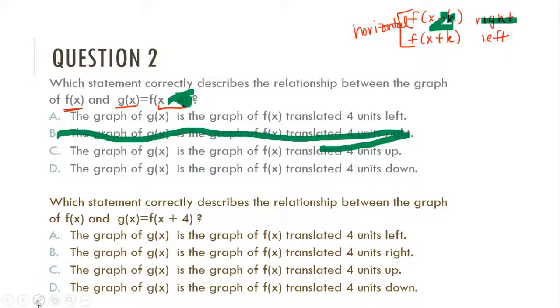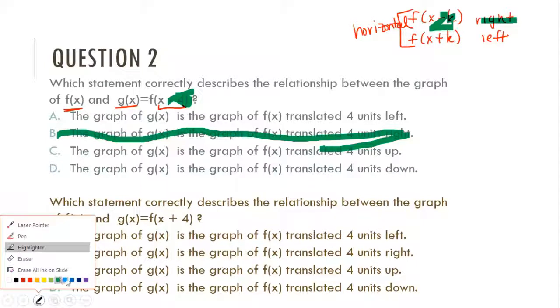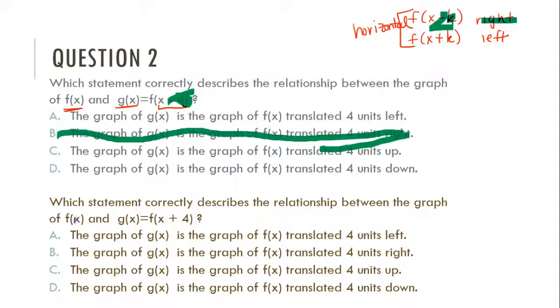Okay, so then if I look at this bottom example here, it asks me which statement correctly describes the relationship between f of x and the graph g of x, but this time I'm adding 4 to my input. So when I add to my input variable, I'm actually moving left, they're opposite, and I'm moving 4 units to the left. So A would be my correct answer.